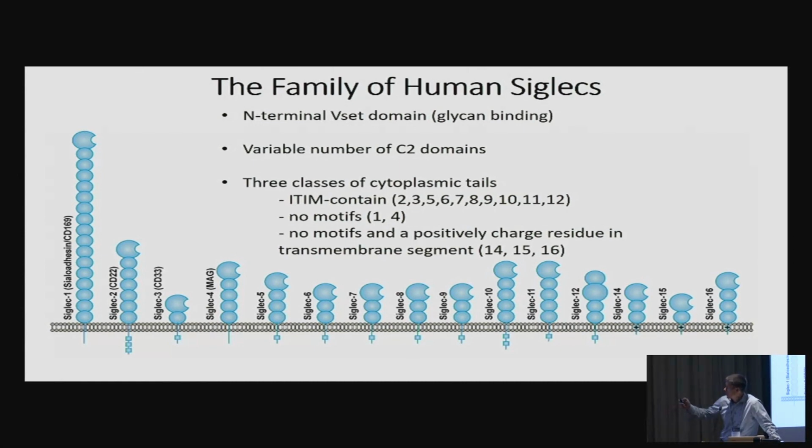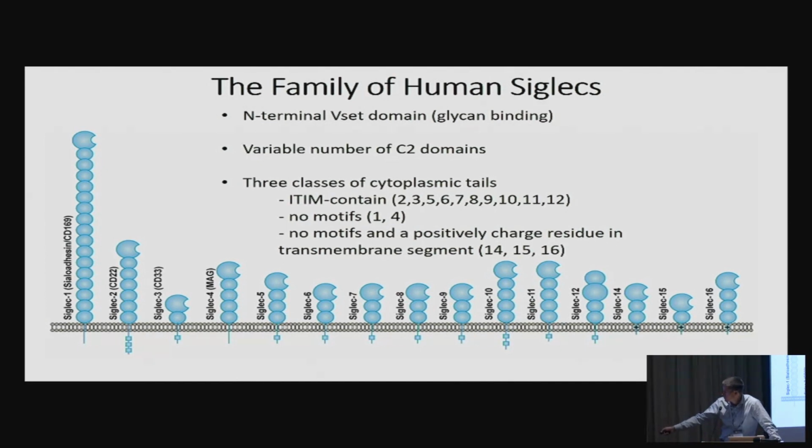Okay, so as I mentioned, they all have an N-terminal V-set domain, a glycan-binding domain. What's really obvious from this slide is that they have a variable number of C2 domains that push them out a different amount from the cell surface. So the extreme examples are CD33 here, way down, and then Siglec-1 that's pushed way up and sort of outside the cloud of the glycocalyx.